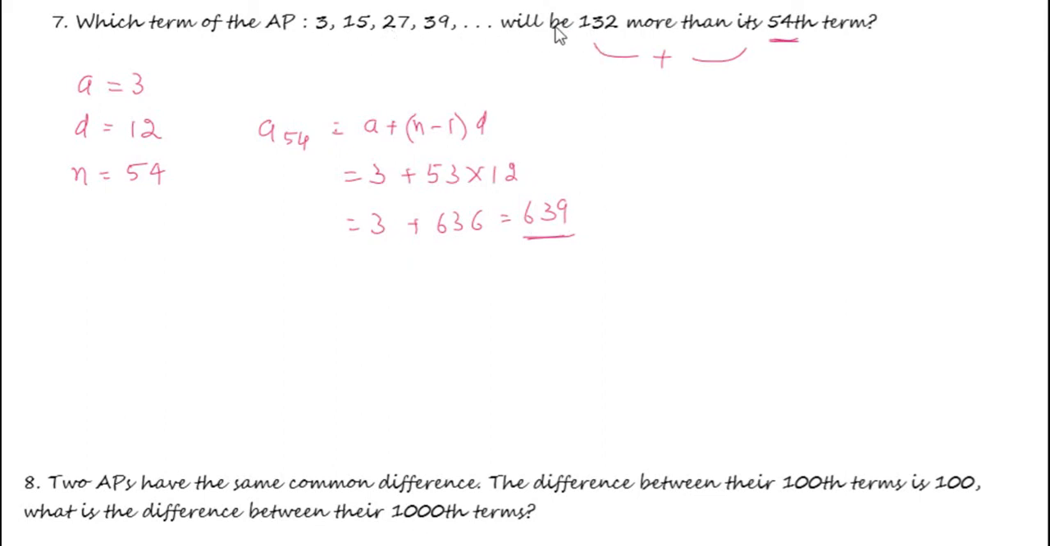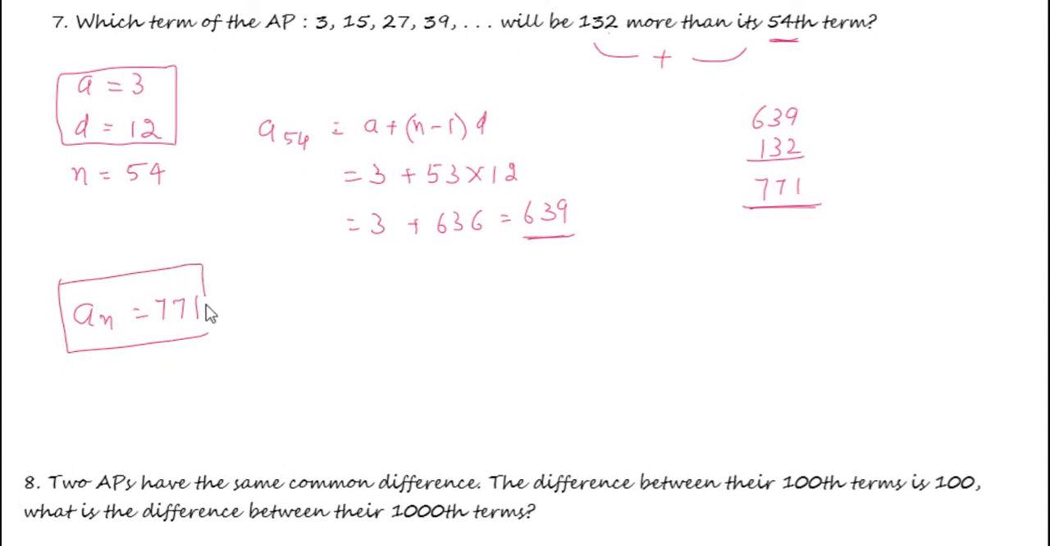Which term will be 132 more than the 54th term? So now add 132 to this. So 639 plus 132, this is 771. Now the new an is 771. It is the same series, that is a is the same, d is the same. an is 771. You need to find out n.